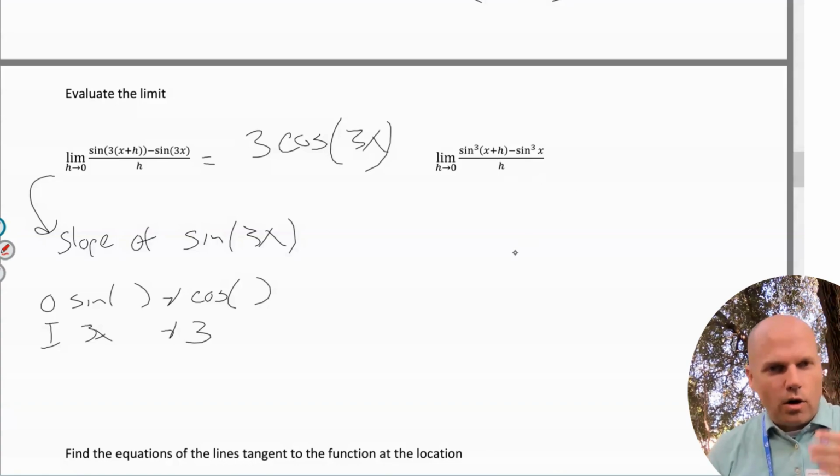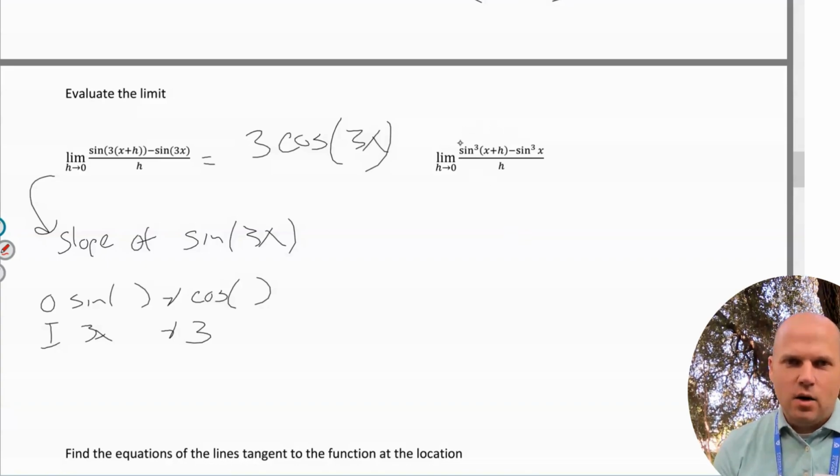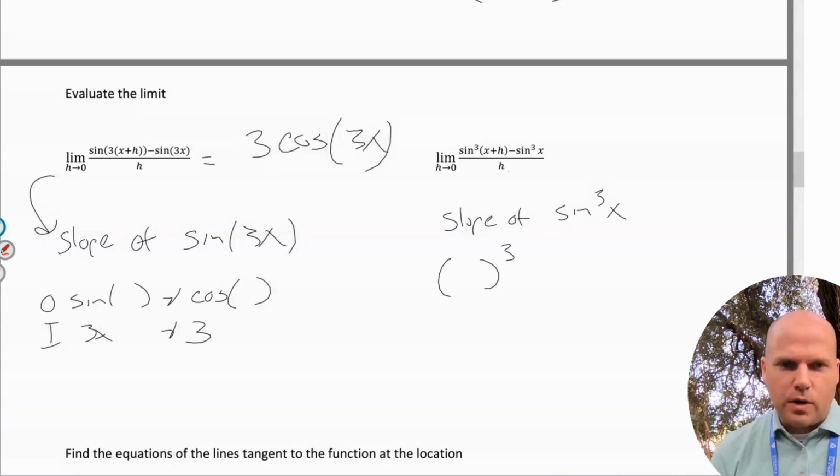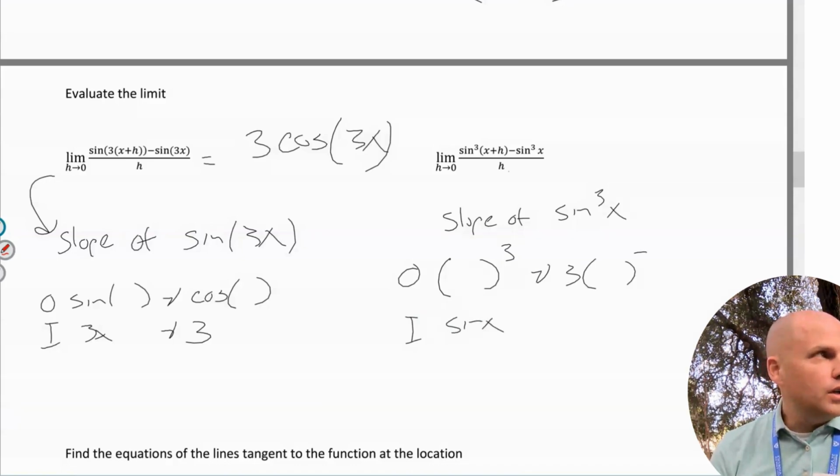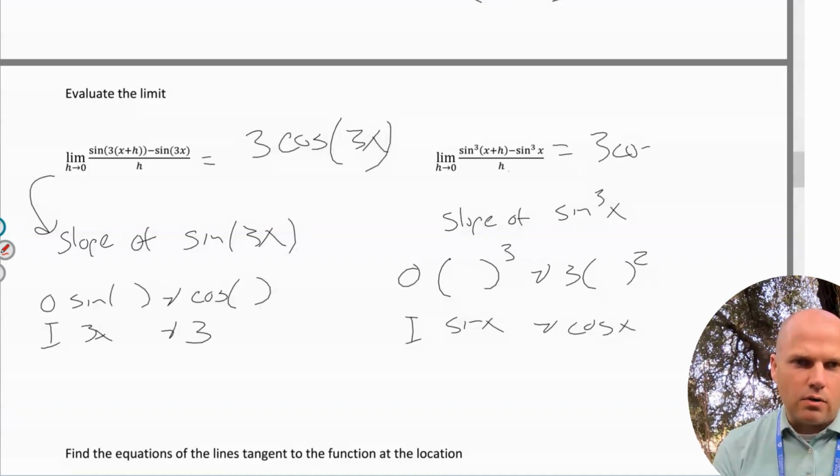What is this? What are the slopes of sine cubed x? That's what it is. It's like y2 minus y1 over x2 minus x1, which is an x distance. We'll call it h. We'll make the x distance 0. This is tangent slope. Slope of sine cubed x. Well, we have the cube on the outside. We have the sine on the inside. 3 squared cosine. That's the answer. 3 cosine x sine x squared.